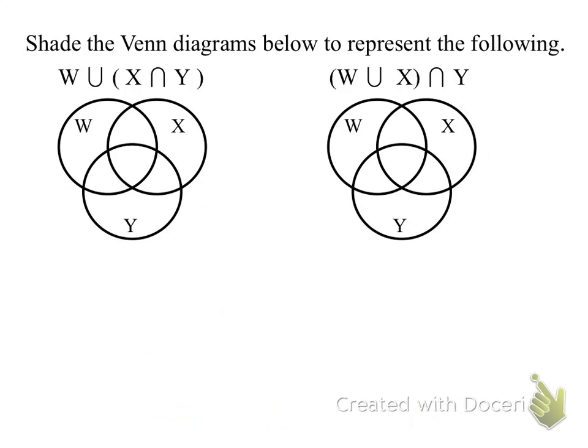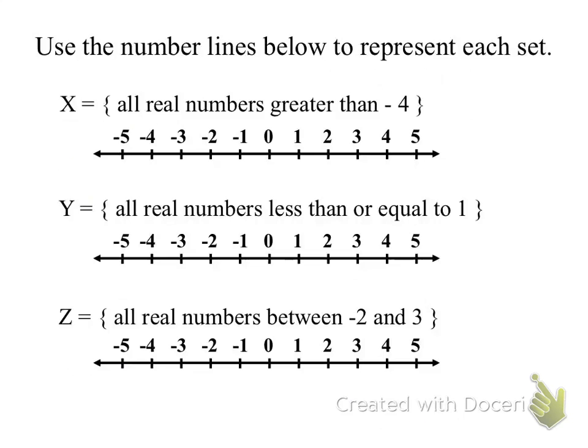Okay? All right, we're going to skip this and go on to Chapter 4. We were able to graph on the number line all real numbers greater than -4. So how would I show that?